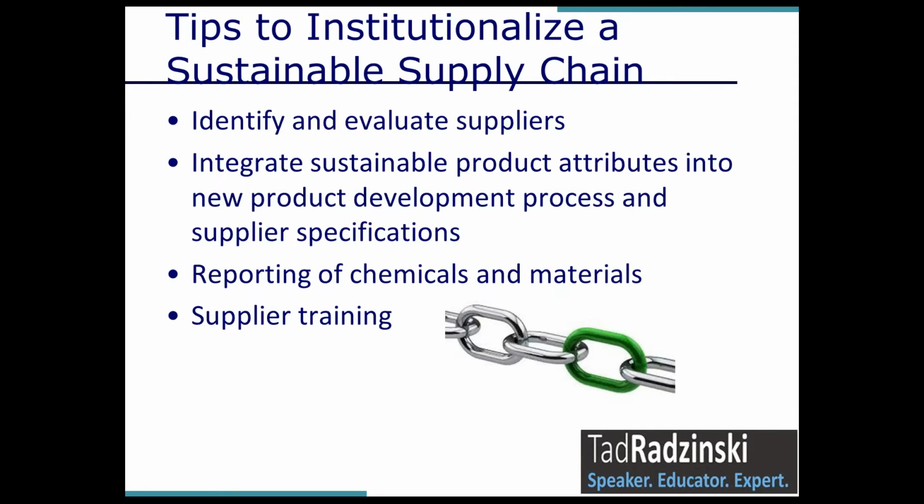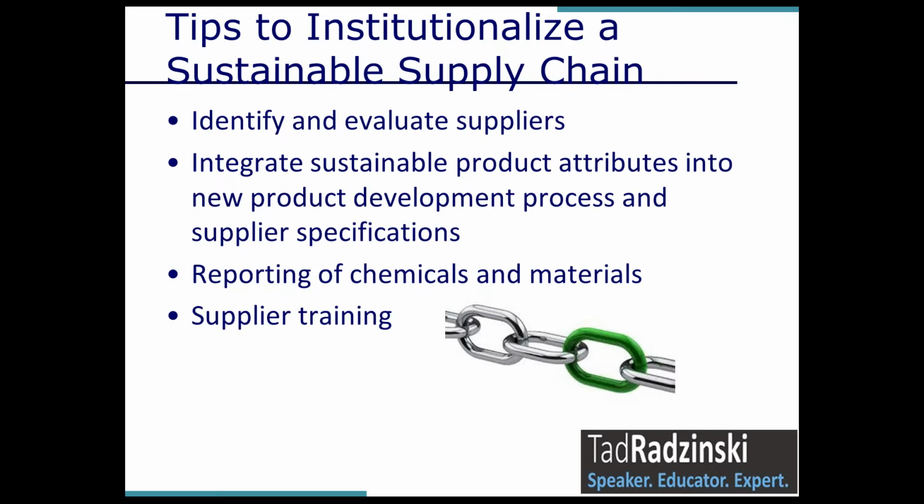So, a couple of tips to institutionalize a sustainable supply chain. Definitely move forward on identifying and evaluating your suppliers. If it's a daunting task where you have hundreds or thousands of suppliers, maybe you start out with a pilot program and do a few of them to understand how well your program could work as far as data collection and what you really need to measure. Then once you're getting that data, you're going to want to learn more about what they're doing, and then build it right into the supplier specifications and contracts.